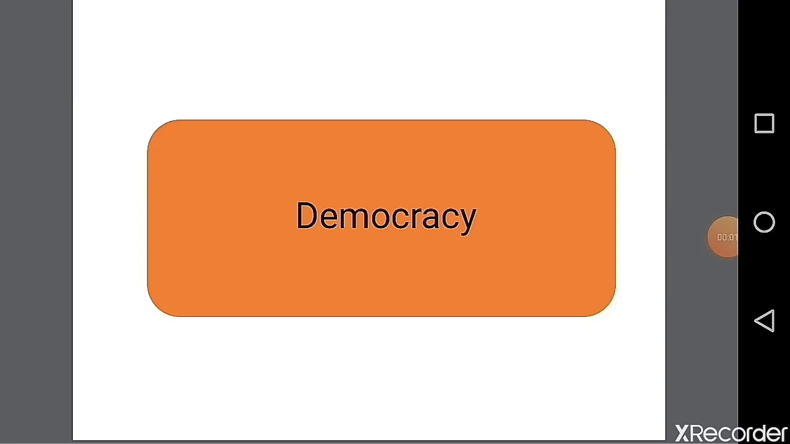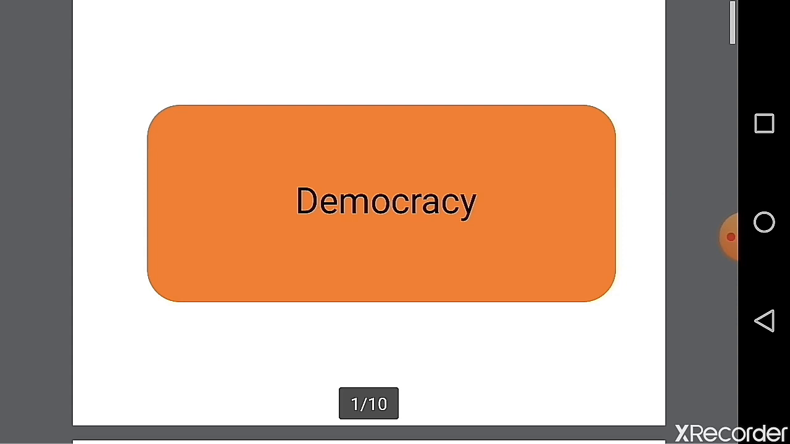Students, in this lesson we'll talk about democracy. Being a citizen of a democratic country, everyone should know what democracy is and what its key features are. And we will also get to know about the derivation or the origin of this word. So let's get started. Let's move to the next slide.